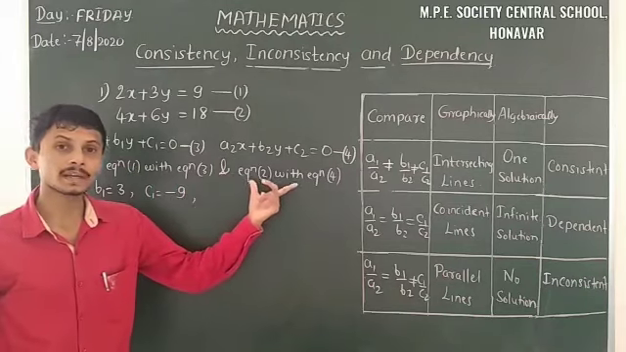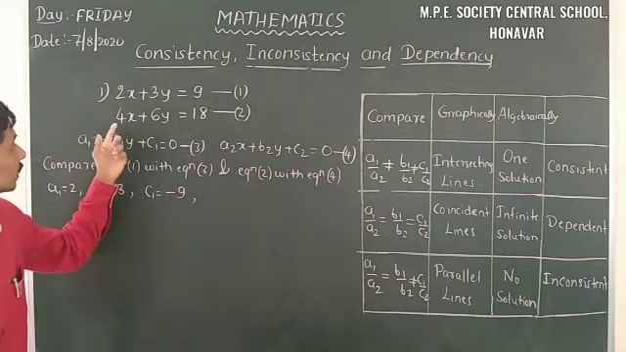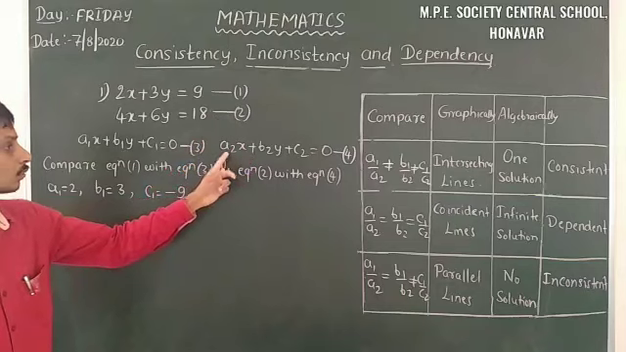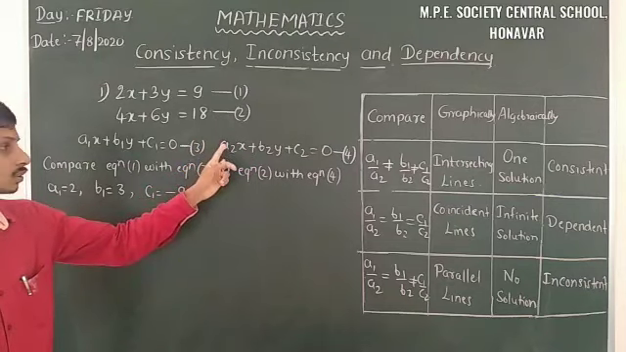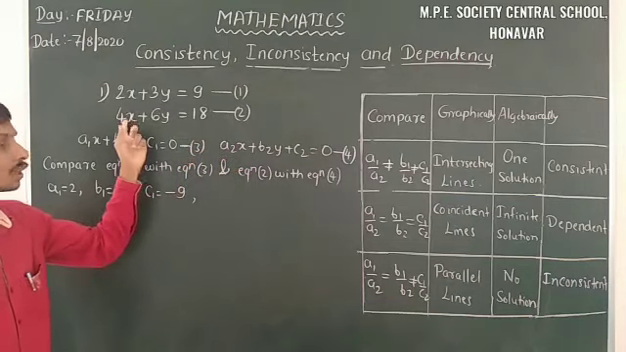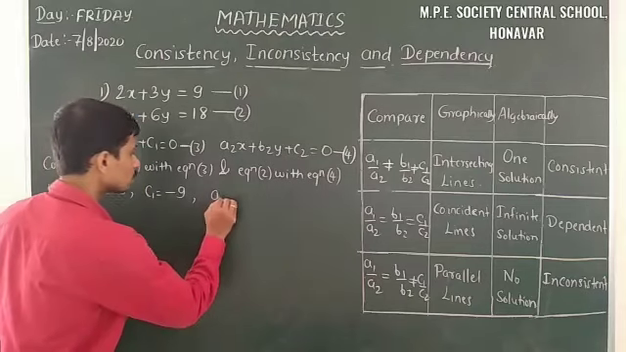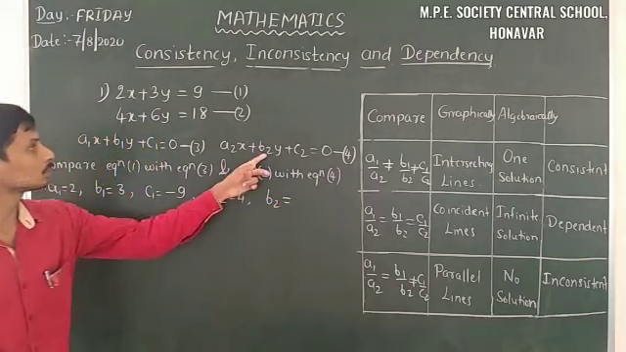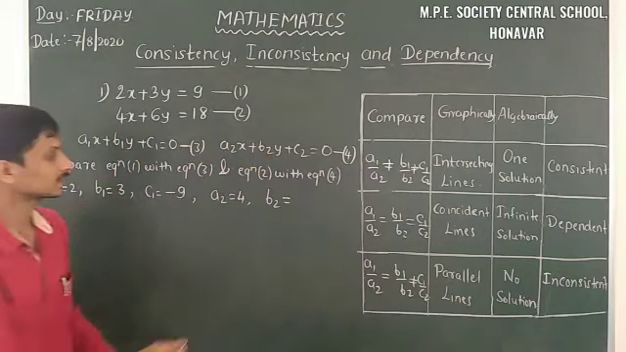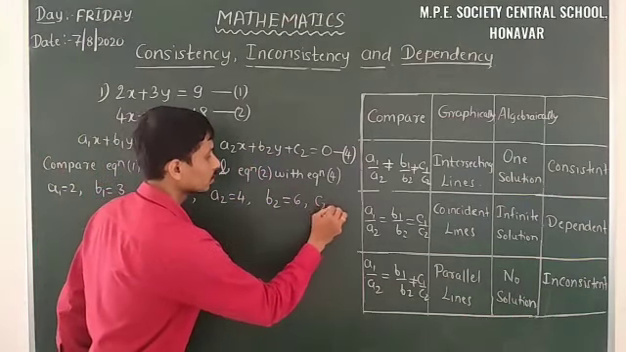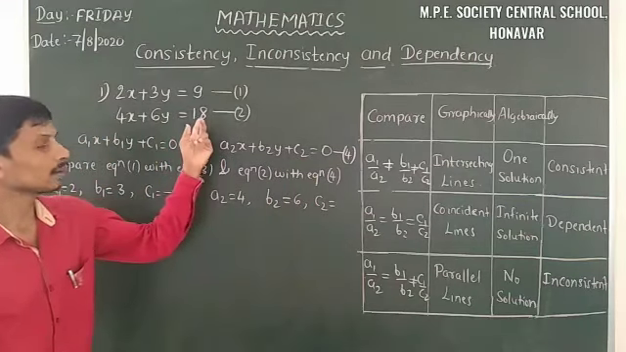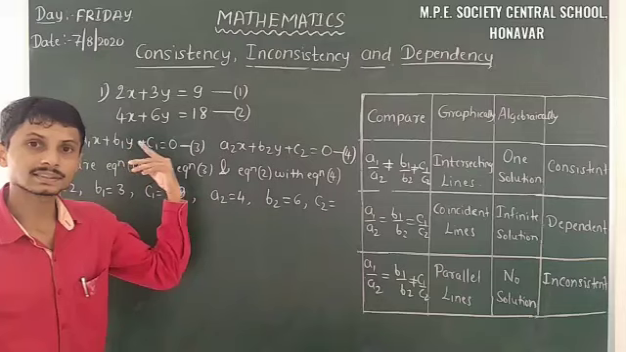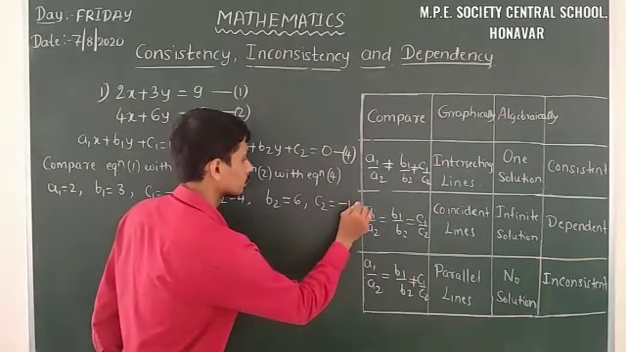Then we have to compare equation 2 with equation 4. Here equation 2 is there, and we have to compare both. So in place of a2, here 4 is there. That means a2 is 4. Then b2, in place of b2 here 6 is there. Then in place of c2 we have minus 18.